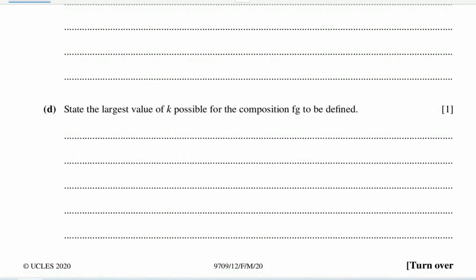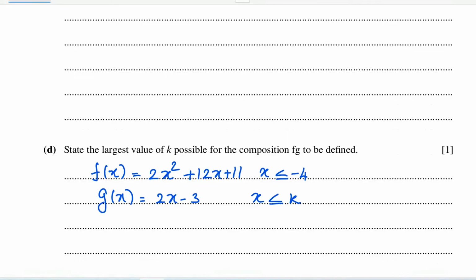The next part of the question is: state the largest value of k possible for the composition fg to be defined. f of x equals 2x squared plus 12x plus 11, x is less than or equal to negative 4, g of x equals 2x minus 3, and x is less than or equal to k.